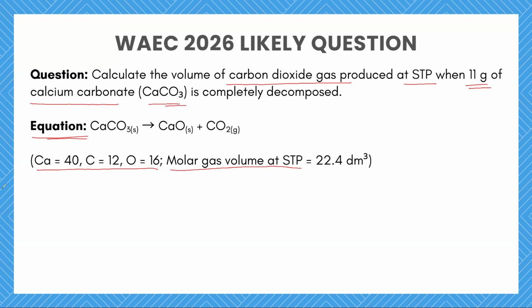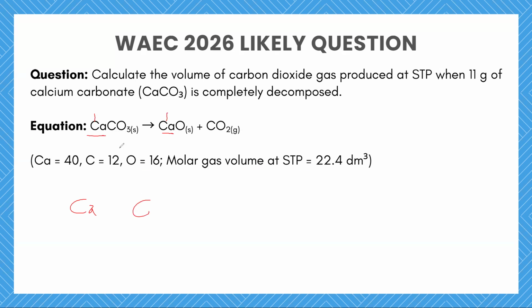So the first thing to do would be to get our balanced chemical equation. Now let's check if this equation is balanced. We have the first element, which is calcium. On the left side, you can see one atom of calcium, and on the right, one atom of calcium as well. Calcium is balanced. For carbon, you can see on the left-hand side just one atom of carbon, and on the right-hand side, one atom of carbon. So carbon is also balanced.